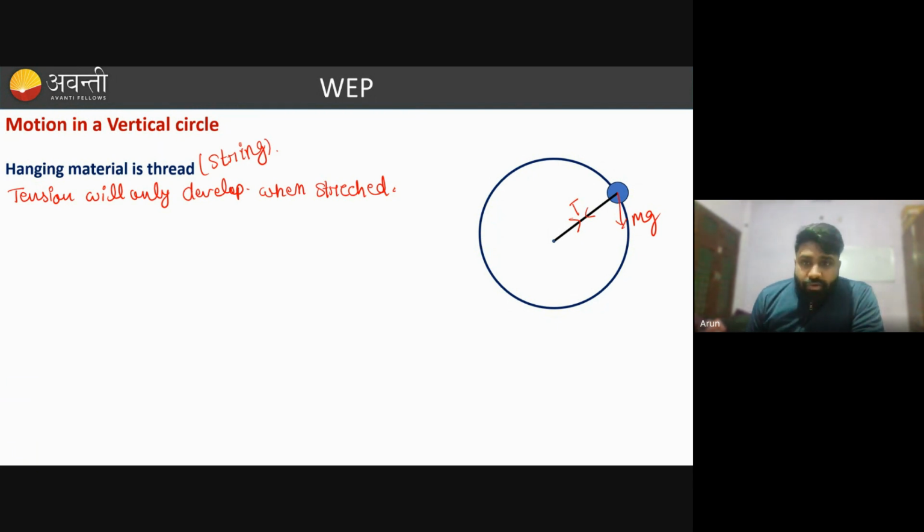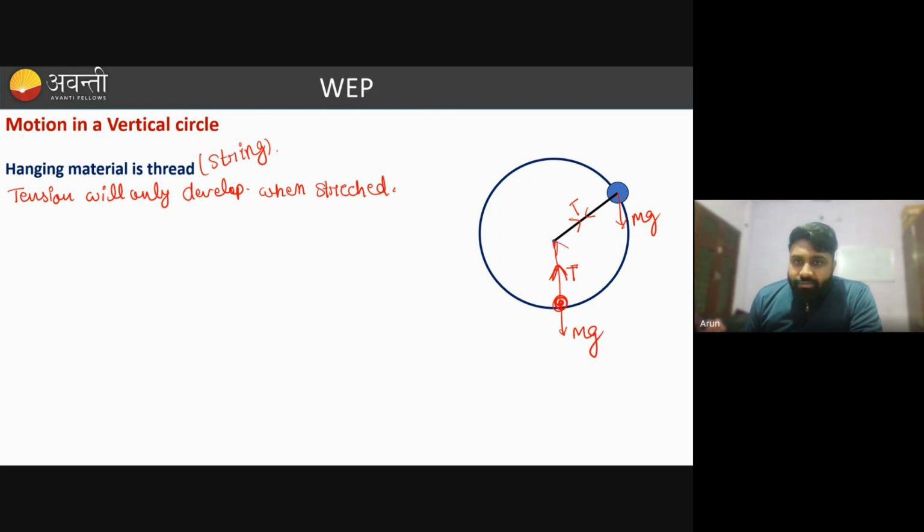Okay. So what happens in that, if I talk about the bottom position, here is the bob which has mass m. So mg is acting downward, and the upper part is resisting because now you are stretching the thread with the help of this mass. So it will resist it and develop a tension force opposite to that.